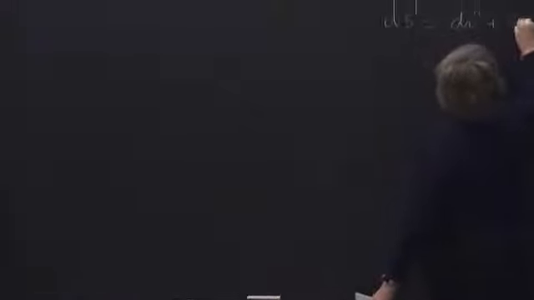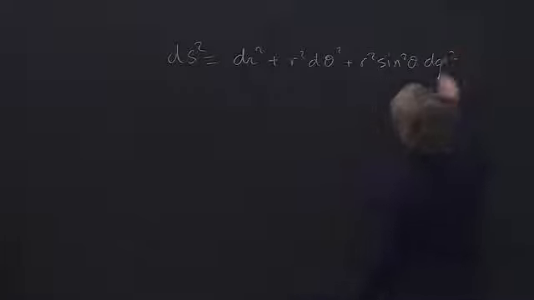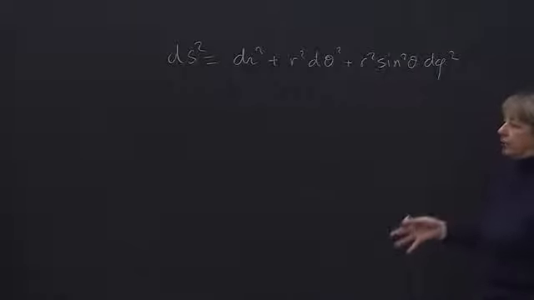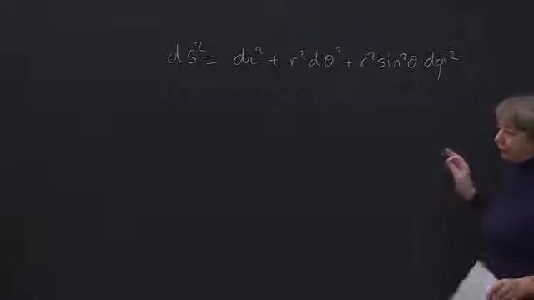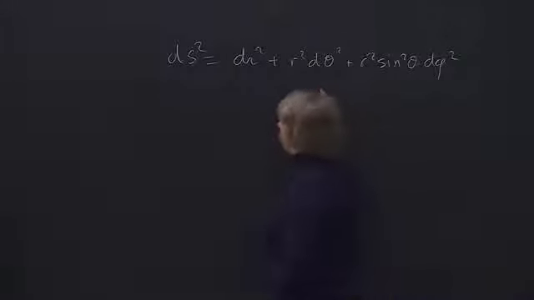dr squared plus r squared d theta squared plus r squared sine squared theta d phi squared. That's our metric, okay? That's our geometry, so to speak. It's flat space, but it's written in a sort of non-flat form. So what would the basis vectors be here?